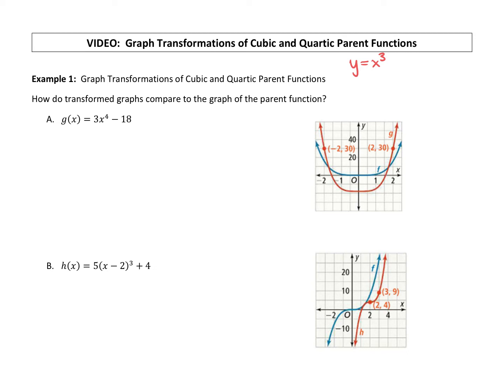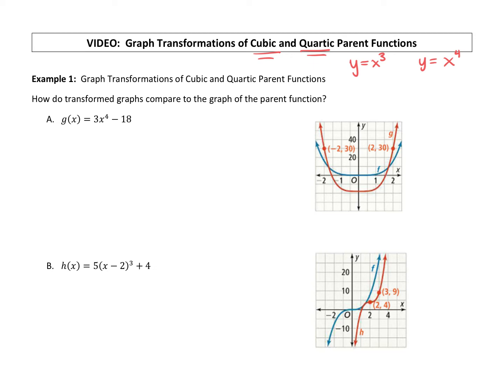The parent function for quartic functions is y equals x to the fourth power. So that quartic is a fourth power, cubic is a third power. Okay, so example one, how do transformed graphs compare to the graph of the parent function?